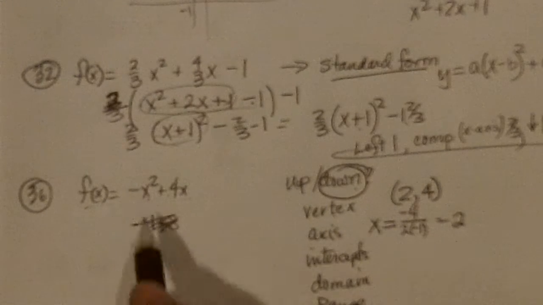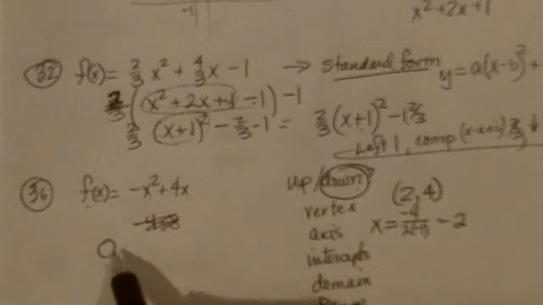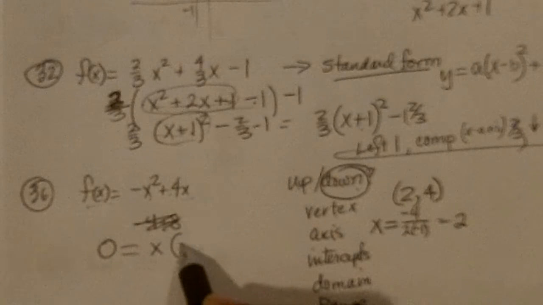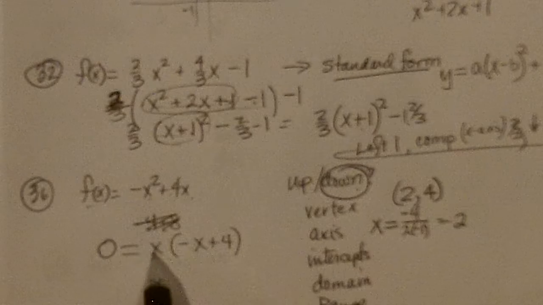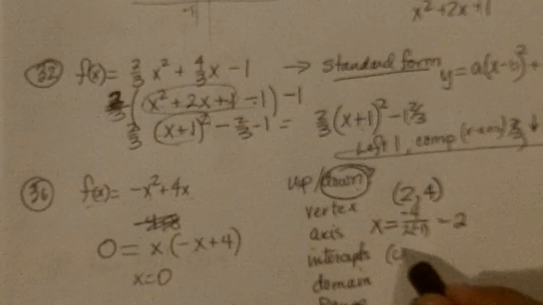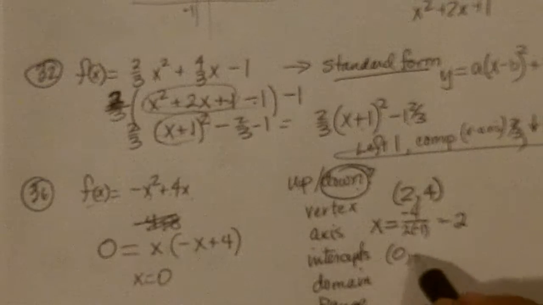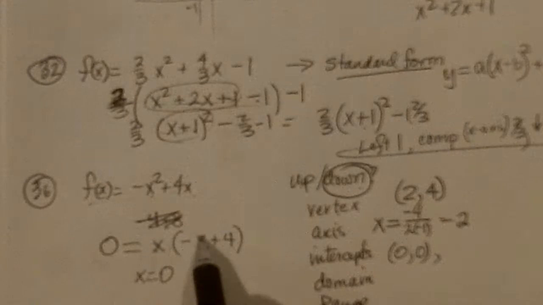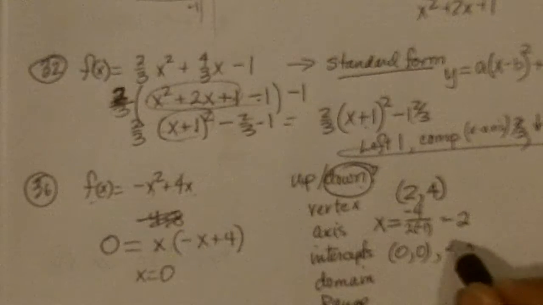X-intercepts. Well, this conveniently factors. I can pull out an x and make y be zero, and I get x times negative x plus 4. So the x-intercepts: if I set x equal to 0, I get one of them, an x-intercept of 0 when y is 0. And I put 4 in here, negative 4 plus 4, so 4 will make it be 0.